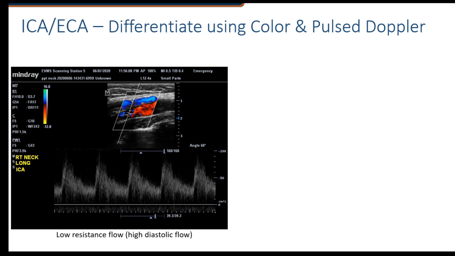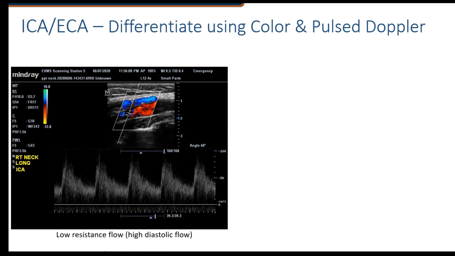So to differentiate between the ICA and the ECA, I want you to take the time to use color flow and pulse Doppler. When we use color flow and pulse Doppler, we drop what I call a gate into the vessel, and we can look at the pattern of that waveform. If we look at the ICA, let's think about what the ICA is doing. It's delivering blood to the brain, and so we really don't want high velocity flows or high resistance patterns in there.